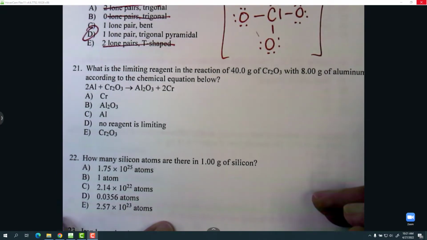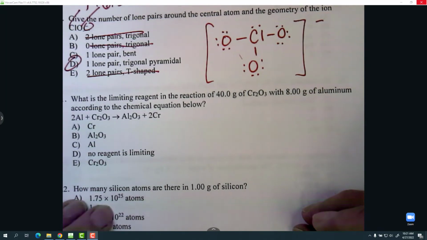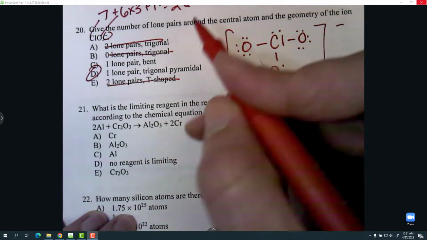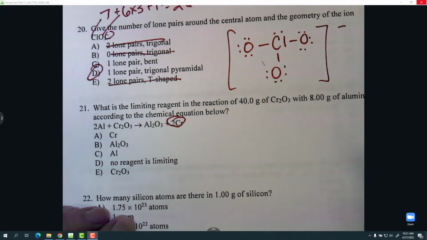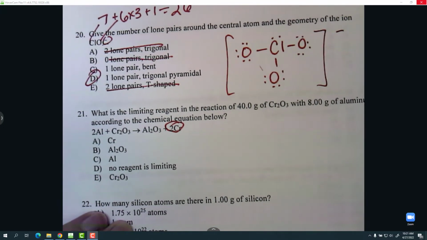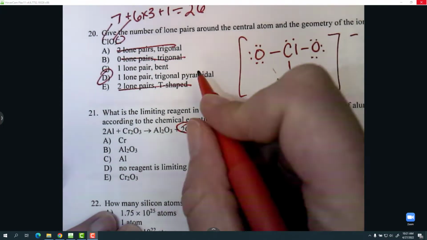What is the limiting reagent in the reaction below? Okay, so basically I'm just going to pick a product, it doesn't matter, to convert it to. And so I can convert both of these to how much could I make of that product, and then we'll see what happens.